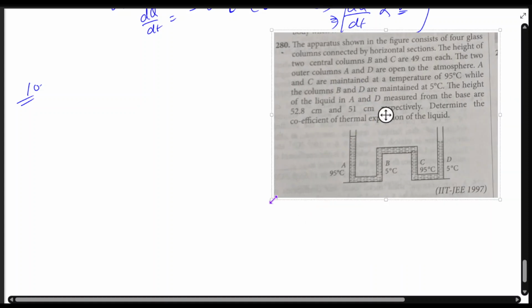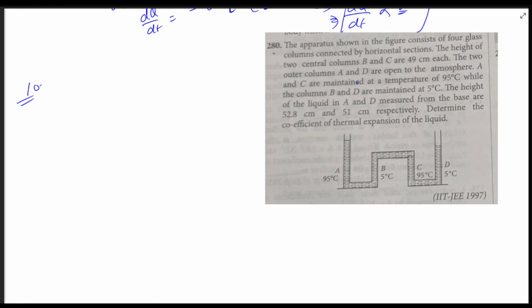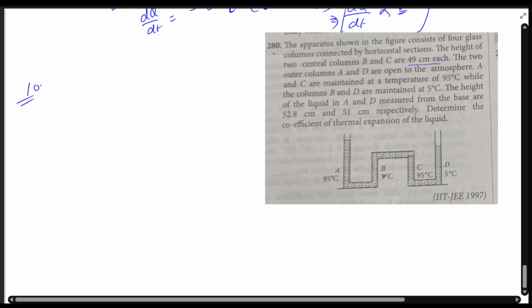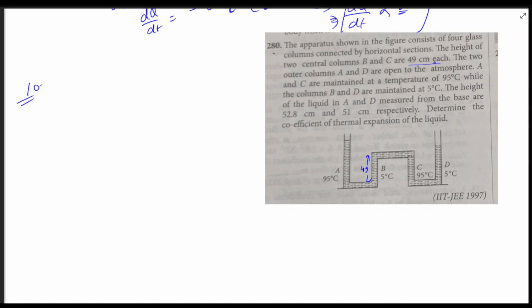So we have this apparatus shown in the figure, which consists of 4 columns like this. The heights of B and C are 49 centimeters each. The two other columns, A and D, are open to the atmosphere. A and C are maintained at 95 while B and D at 5. The height of A is 52.8 and D is 51, so this is less.